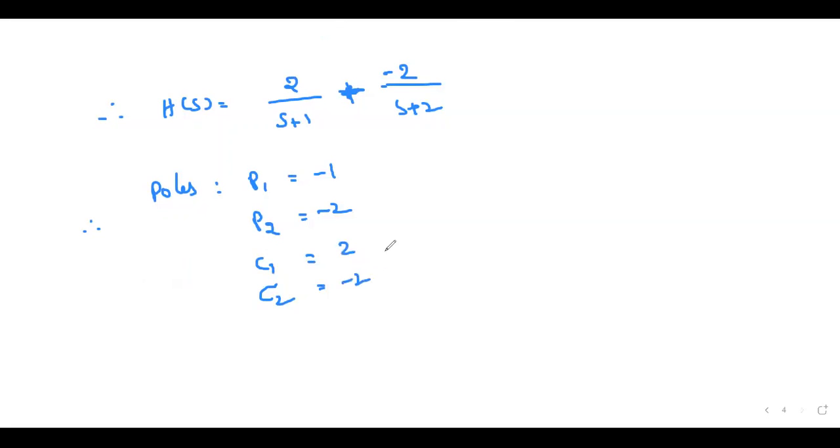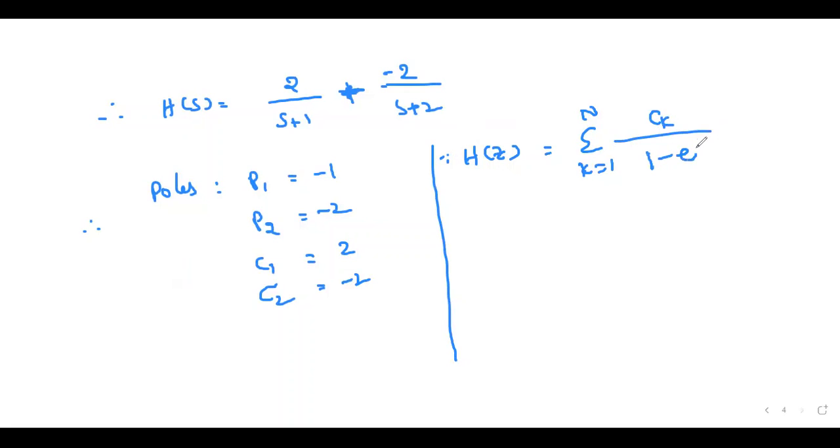2 minus 2. Therefore, with these values, we can write the H of z. Since H of z is equal to summation k equal to 1 to n, ck by 1 minus e power pk T z power minus 1. Here it is two terms because n value is the second order polynomial. So we have two poles. So 2 times we should write this.